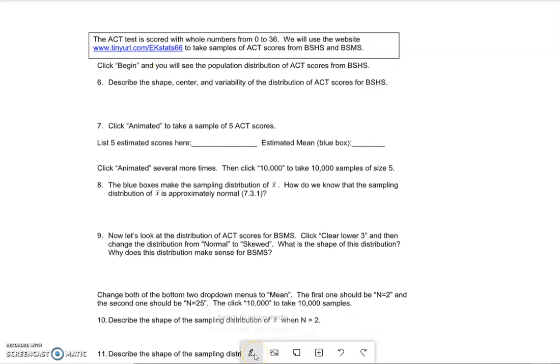Okay, welcome to 7.3.2. This is the central limit theorem.